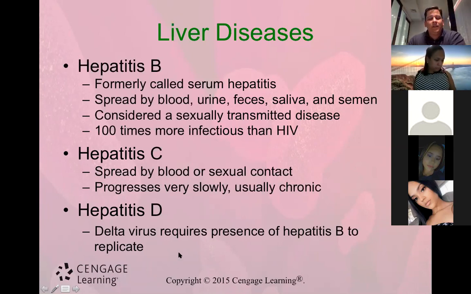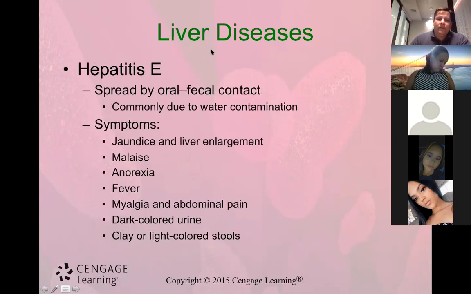Hepatitis D is the Delta virus that requires the presence of hepatitis B to replicate. Hepatitis E is spread by oral fecal contact, commonly due to water contamination. The symptoms are jaundice and liver enlargement, malaise, anorexia, fever, myalgia, abdominal pain, dark color urine, and clay or light color stools.